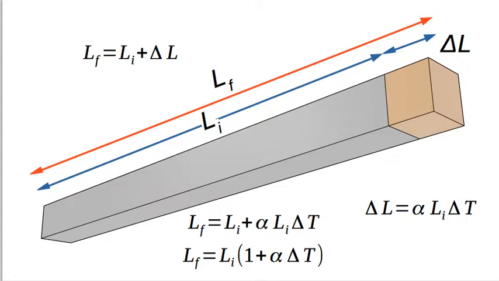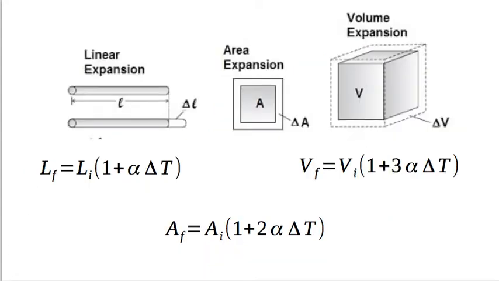Alrighty, guys. Now this equation is for when you have a long material or a long object, for example a wire or a bar. But what happens with other things that don't have this shape? For example, a plate or something that is in 3 dimensions. How do you get the volume expansion and how do you get the area expansion?